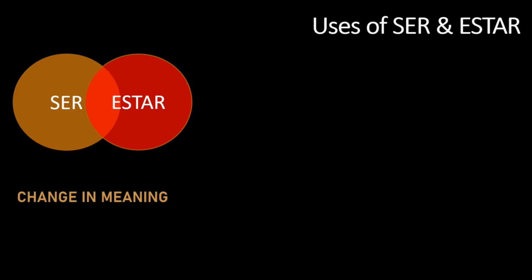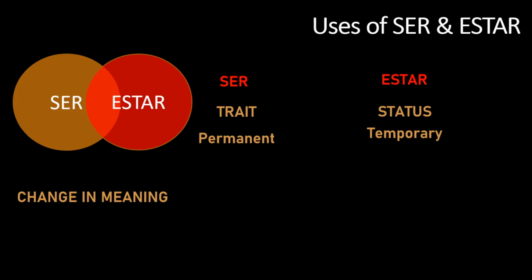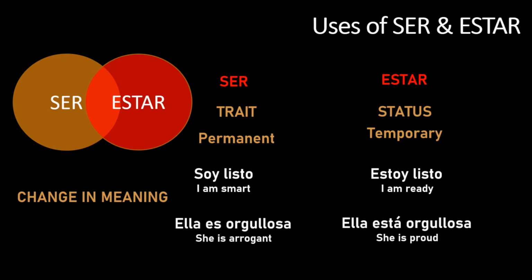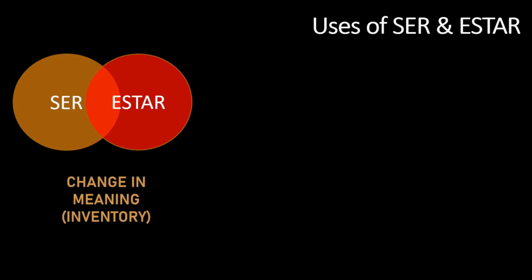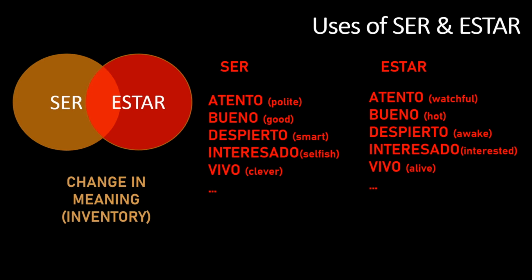In other cases, the meaning can change completely. So, we must understand those cases particularly. If I say, soy listo, it means that I am smart. Whereas, if I say, estoy listo, that means I am ready. Ella es orgullosa, she is arrogant. Ella está orgullosa, she is proud. Here, there are other adjectives whose meanings changes when we are using ser or estar.